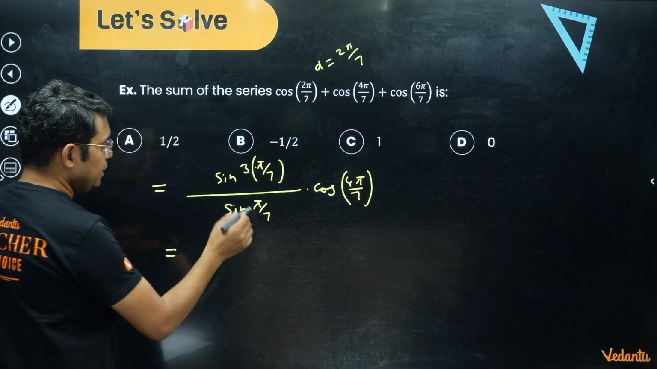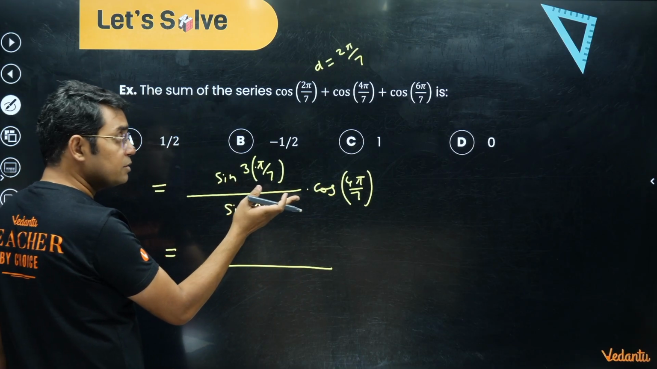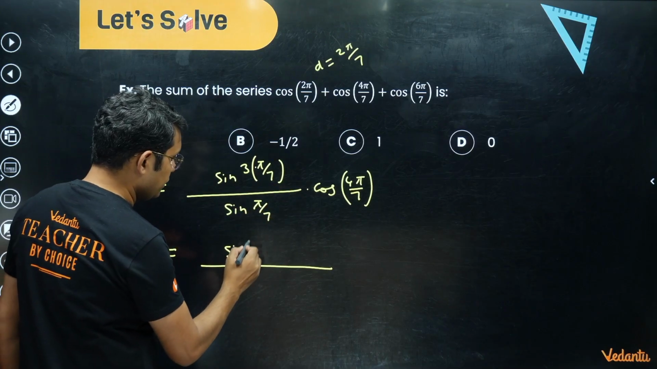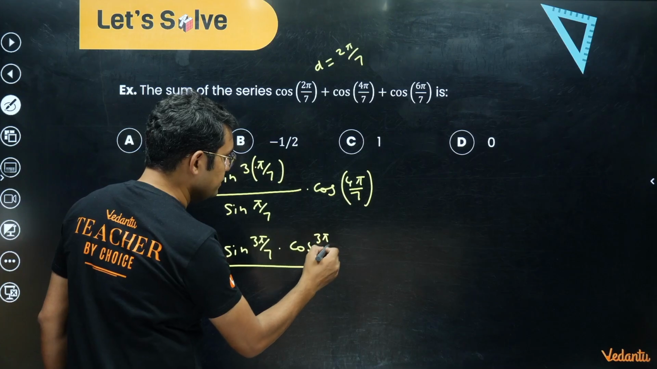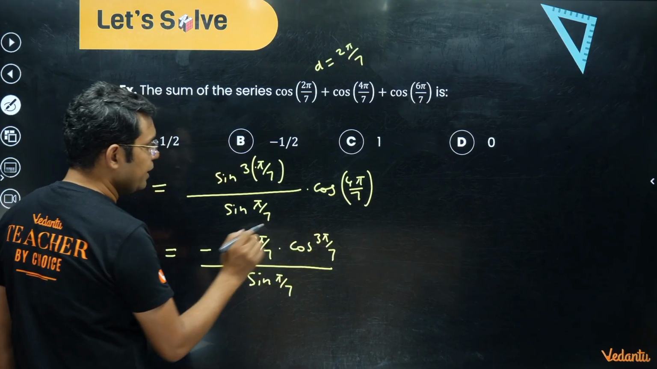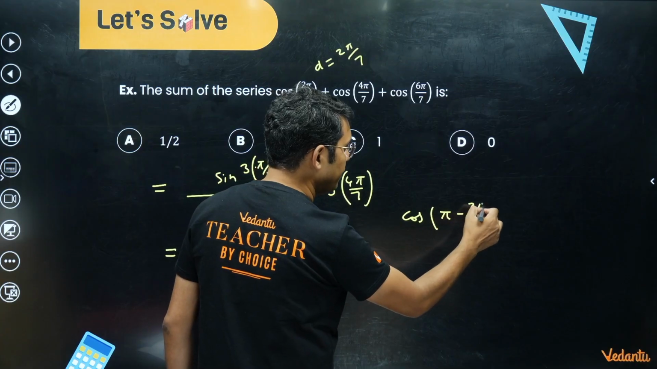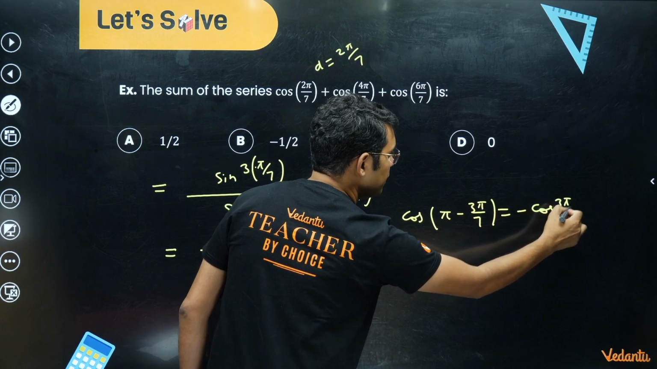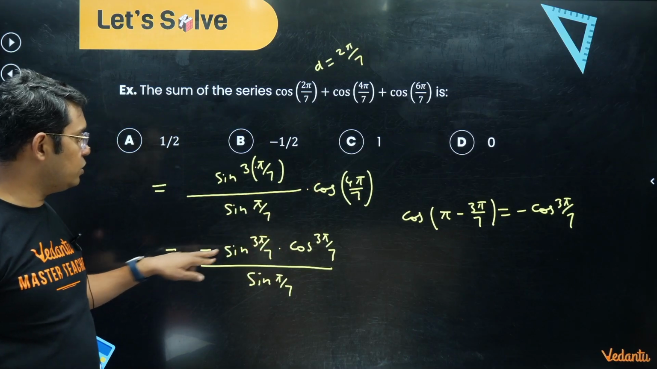Now you can write cos 4π/7 as cos 3π/7 also, with a minus sign. So this will be sine of 3π/7 into cos of 3π/7 with a minus sign here, over sine π/7. How am I writing it? You know cos(π minus θ), π minus 3π/7, will be equal to minus cos 3π/7. Cos(π minus θ) is minus cos θ. So this is written as minus cos 3π/7.